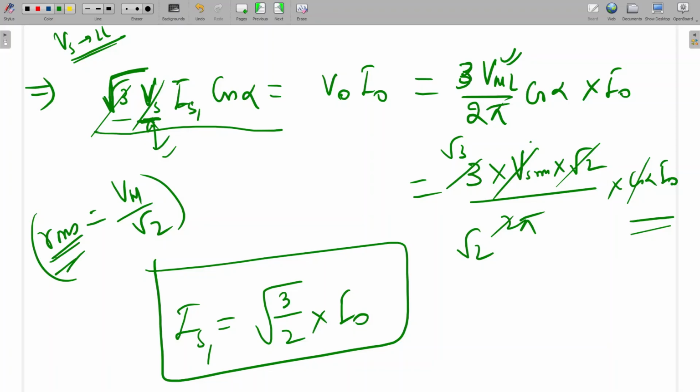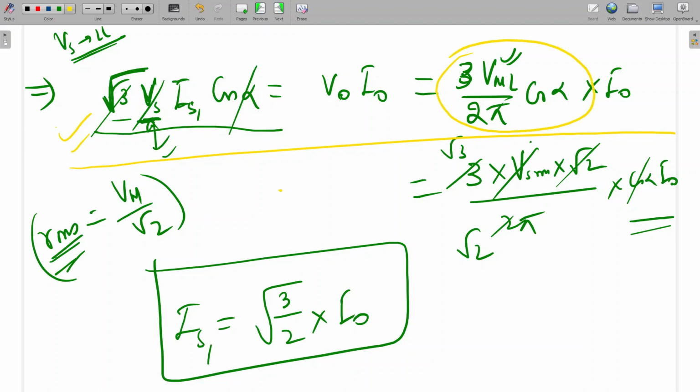Is it clear? Cos alpha will cancel. Otherwise, I will explain again once more. Is it clear? Clear, sir. Okay. So this step you should know. Simply, if you know this power balance equation, but you forget it, whether it will be root 3 by 2 or root 2 by 3, sometimes confusion will come during the exam. So if you are getting any confusion and you know this formula, then you should apply the power balance equation. Then you will get this one.